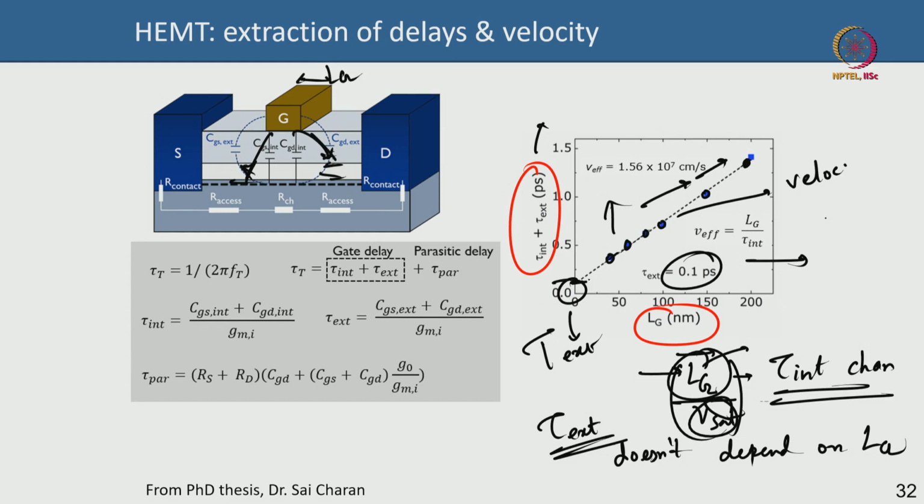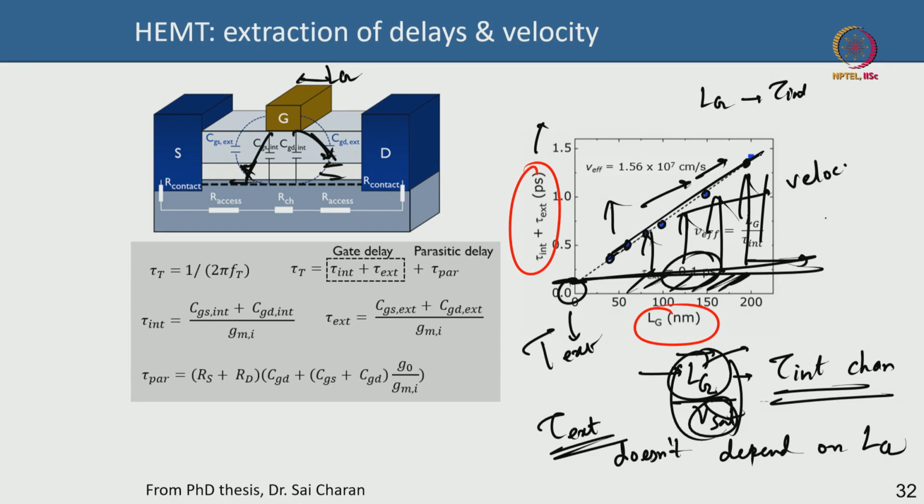That is why that component is fixed. This is your fixed component. On top of that you are adding the intrinsic delay, which is increasing with gate length. That is why you have a gate length dependent intrinsic delay and a gate length independent extrinsic delay, and from the slope you can find out the velocity, and from this intercept you can find out the extrinsic delay. This is the way you find out the extrinsic delay, intrinsic delay, and parasitic delay, as well as the velocity of electrons in the channel from FT measurements. It's a very laboriously long process.